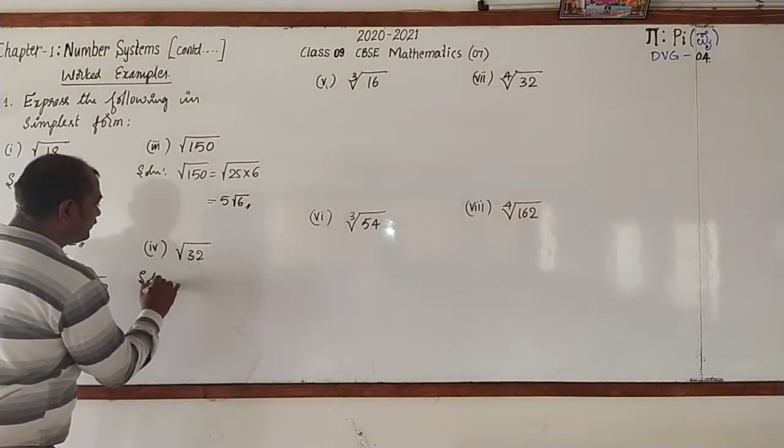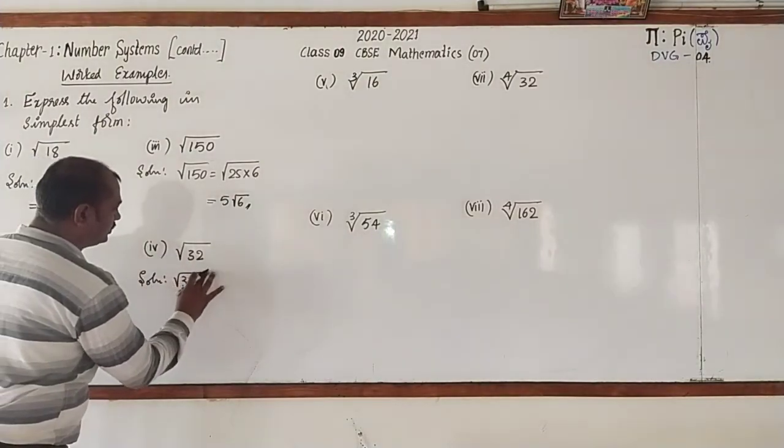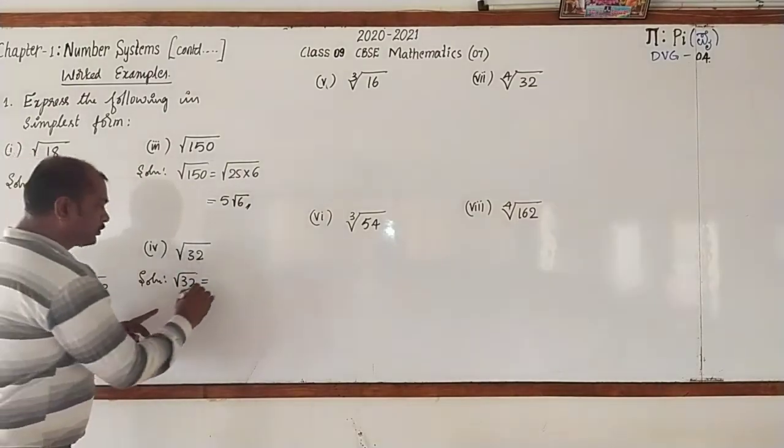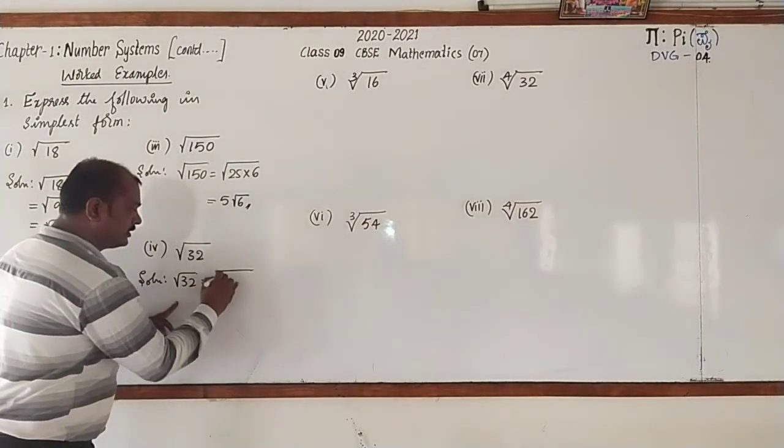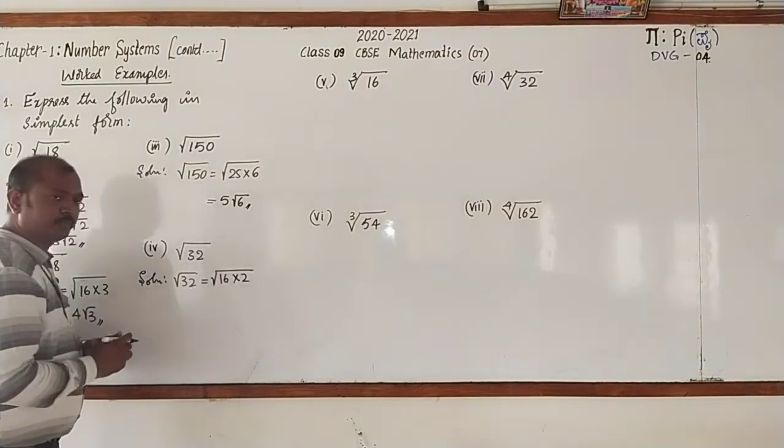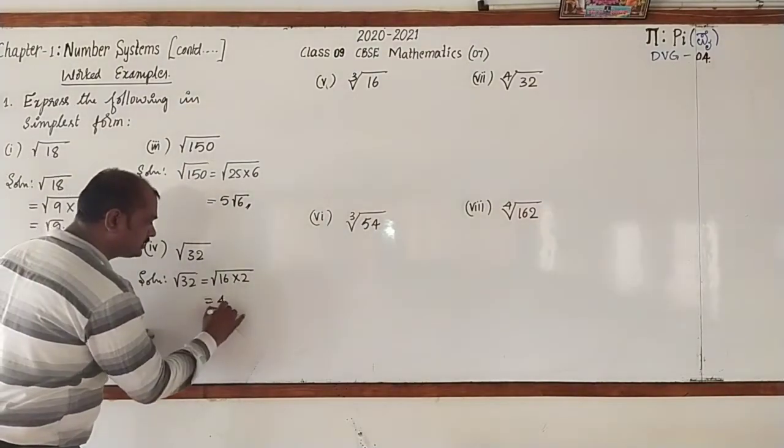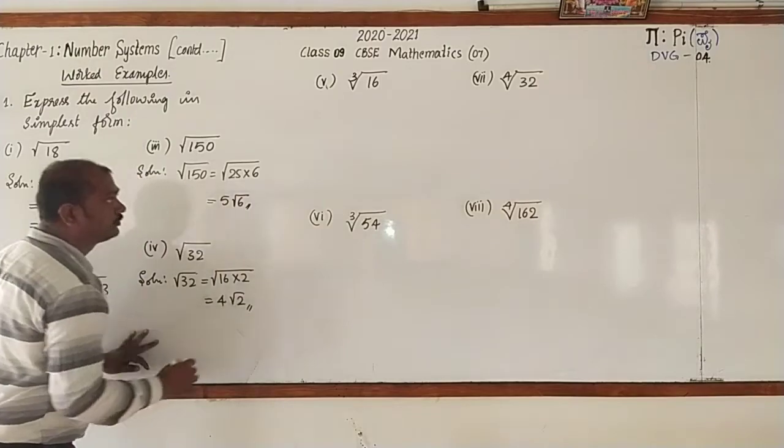Here also order 2 is there. Then how do you simplify square root of 32? Yes. Square root of 32 can be written as 16 into 2. It's equal to square root of 16 is 4 into root 2.